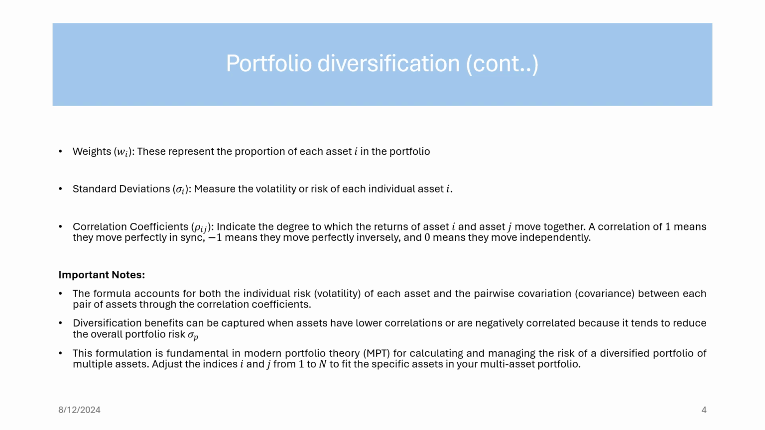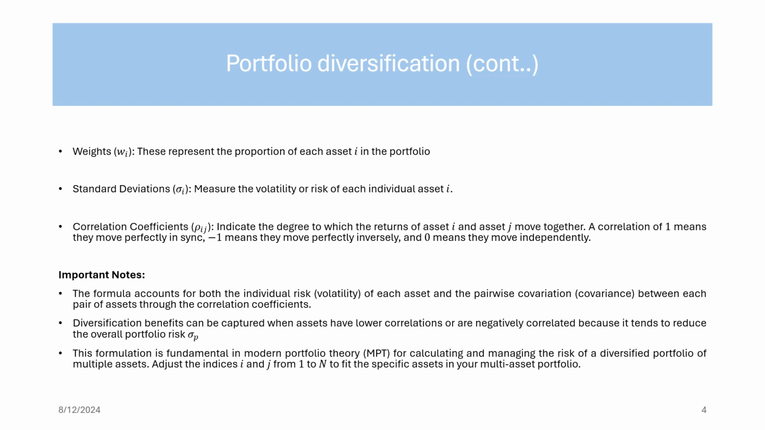It should be noted that the formula accounts for both the individual risks, or the volatility of each asset, and the pairwise covariation, or covariance, between each pair of assets through the correlation coefficients. Diversification benefits can be captured when assets have lower correlations or are negatively correlated, because this tends to reduce the overall portfolio sigma p.